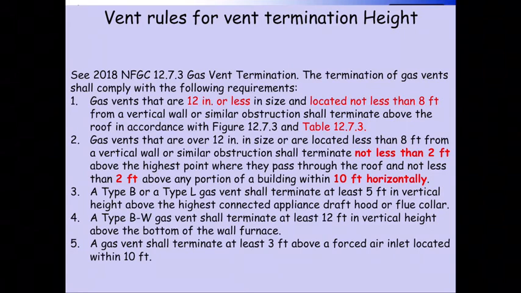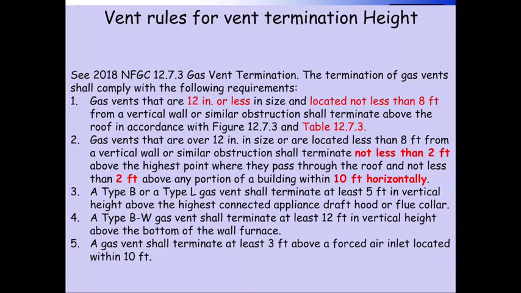A BW is an actual oval vent to fit inside of a wall. So those vents, specifically for a wall furnace, they shall be at least 12 feet in vertical height above the bottom of a wall furnace. Now most wall furnaces are 5 to 6 feet tall anyways, so again it's similar heights.